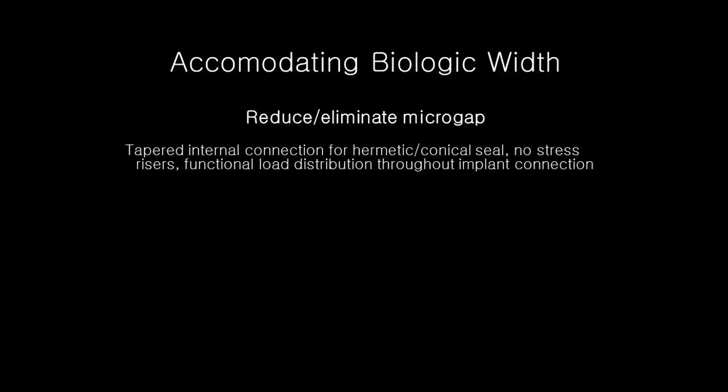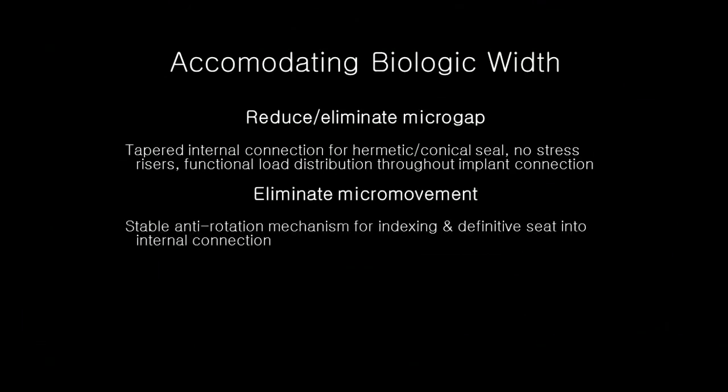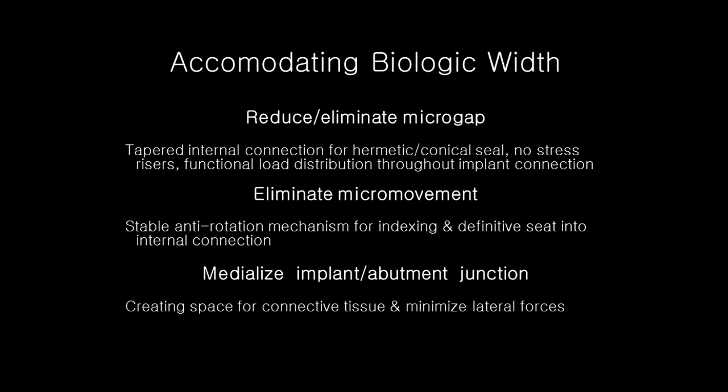So we have to state where we are right now in order to proceed forward. Accommodating biologic width, we need to reduce or eliminate the micro gap, tapered internal connection for perfect hermetic seal or conical seal, what other people call it, no stress risers, functional load distribution throughout the implant connection. We want to eliminate micro movement. We want a stable mechanism for indexing and definitive seat into the internal connection. And again, medializing the implant to abutment junction, which is basically platform switching, creates a space for connective tissue and minimizes lateral forces.